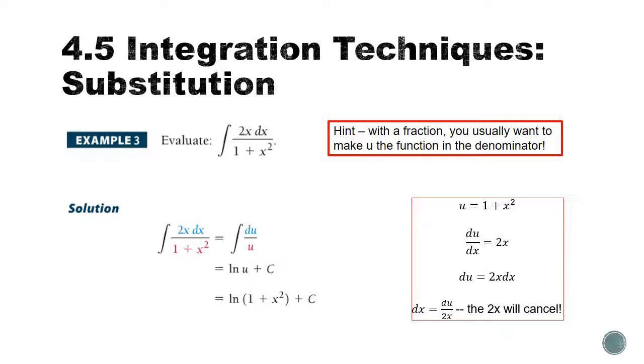Okay, so as I said before, you want to make u the function that was in the denominator, which is going to be 1 plus x squared. So du/dx is 2x, which means du is 2x dx, which means dx is du over 2x, which means the 2x's will cancel. And that gives us du over u, or 1 over u du. 1 over u would be the natural log, and then substitute 1 plus x squared back in.